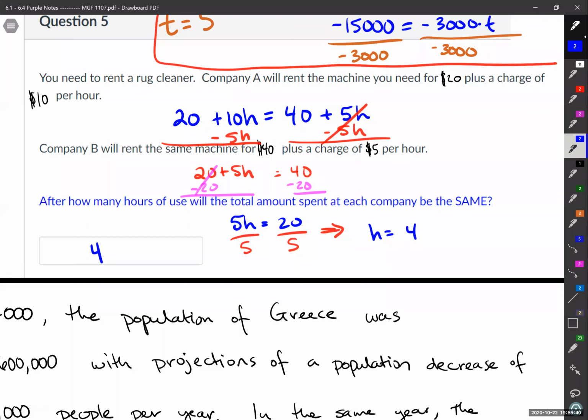So at first, would we agree that company A is cheaper because they have a lower initial price? But if you rent it for long enough, since they have that higher hourly charge, they'll eventually overtake company B's price. So if you wanted to rent it for only 2 hours, use company A. But if you wanted to rent it for 8 hours, then company B would be more cost effective.